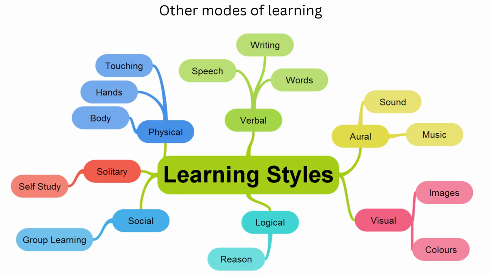Other modes of learning include physical, solitary, social, and logical. Physical is akin to kinesthetic or tactile learning using the body, especially touch and hands. Solitary learners prefer self-study. Social learners enjoy group learning, and logical learners like to use reasoning and logic to learn.